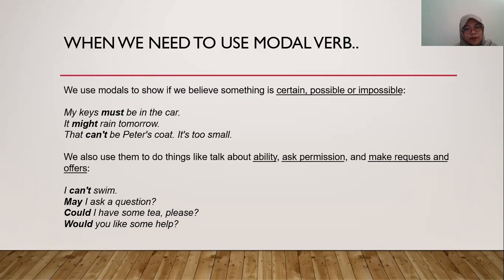When we need to use modal verbs, you might question this in your mind. We use modals to show if you believe something is certain, possible, or impossible. In this case, we can use must, might, and cannot. Must is to express when you are certain about something. Might you can use if something is possible, and cannot you can use to say that something is impossible. And also you can use them to talk about ability, ask permission, and make requests and offers.